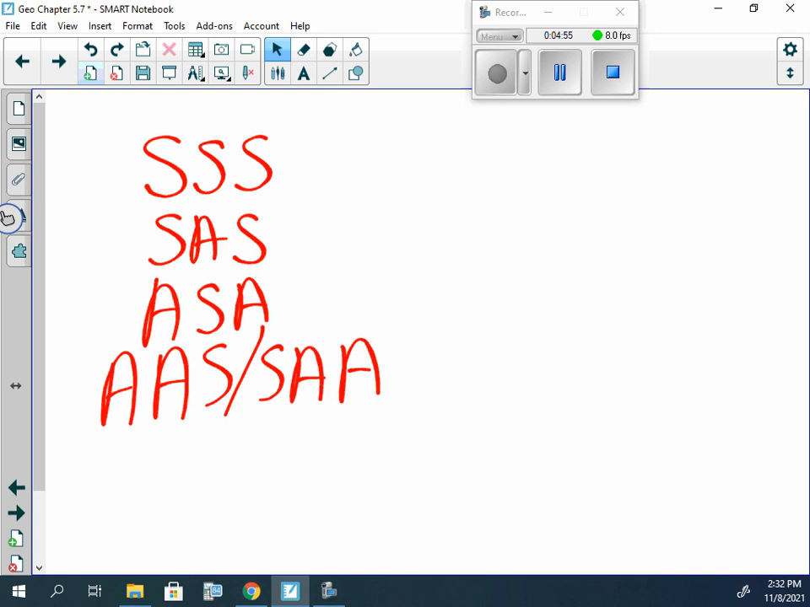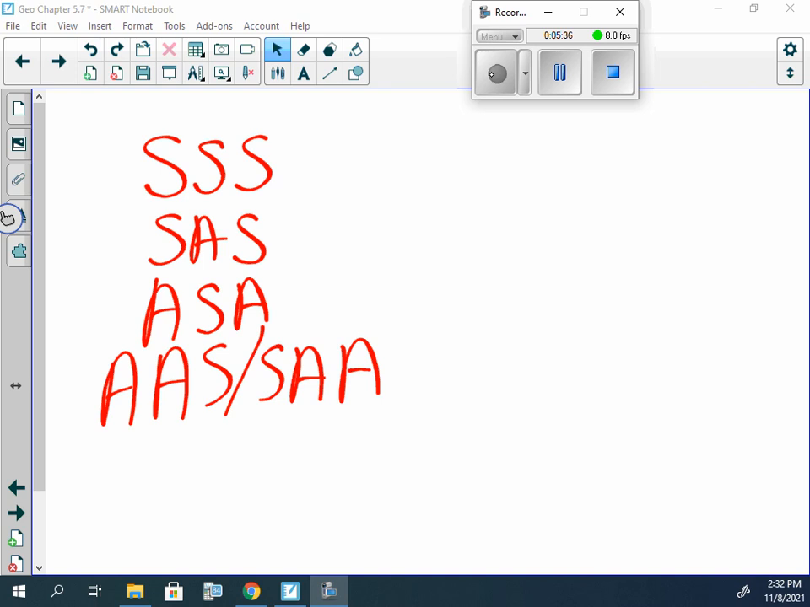yep, side, angle, angle and angle, angle, side are the same thing. And it's the only one that really, when we flip it, is different, because side, side, side, if we flip it, is still side, side, side. Side, angle, side, if I flip it, is side, angle, side. Angle, side, angle flipped is still angle, side, angle. So angle, angle, side and side, angle, angle is the only one really that looks different when we flip it. But it still works. Now the ones that don't work were angle, angle, angle, or side, side, angle. If we have these setups, it doesn't work. So these are the ones that work.